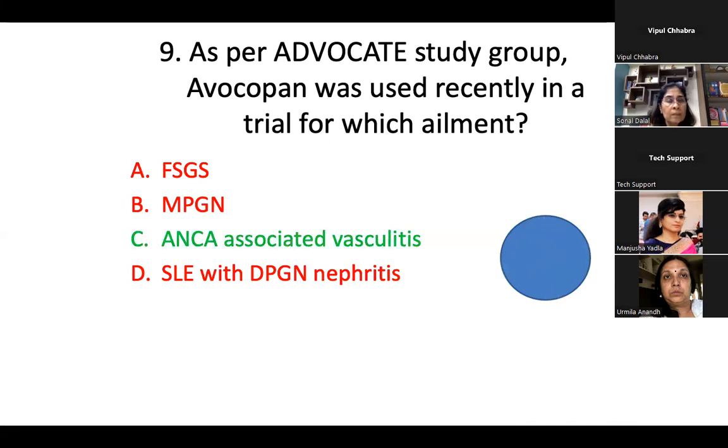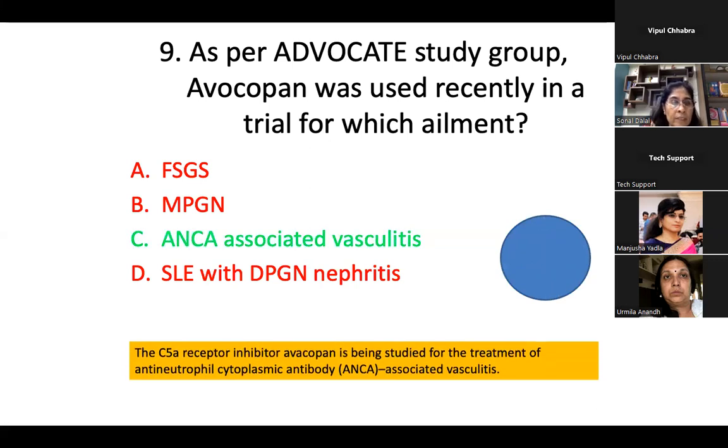Time up. The correct answer is ANCA-associated vasculitis. The C5a receptor inhibitor Avacopan has been studied in the treatment of ANCA-associated vasculitis.